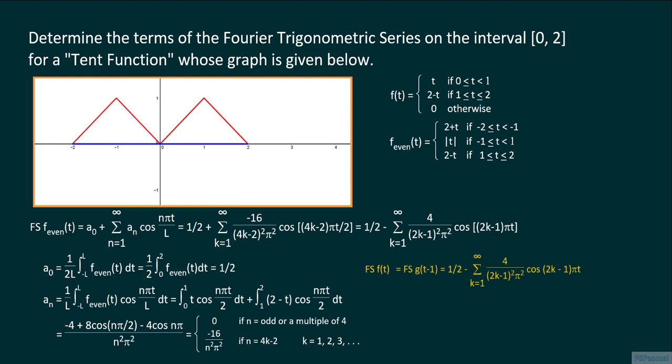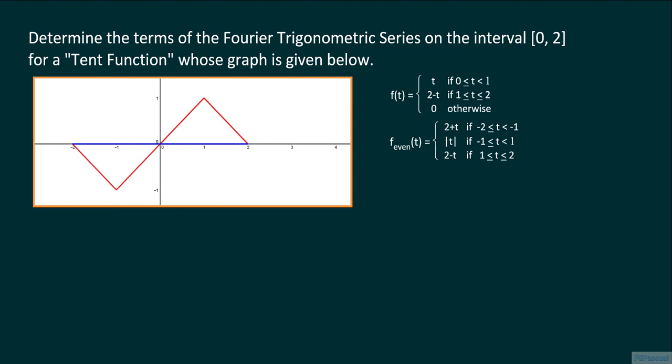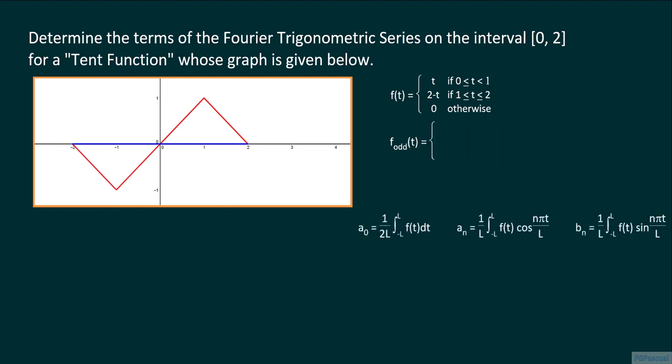We carry this investigation further by taking a look at the situation where we extend f as an odd function across the y-axis. For the values of t that are between -2 and -1, f sub odd of t is equal to -2 minus t. Between -1 and 1, f sub odd of t is equal to t. We still have 2 minus t if t is between 1 and 2.